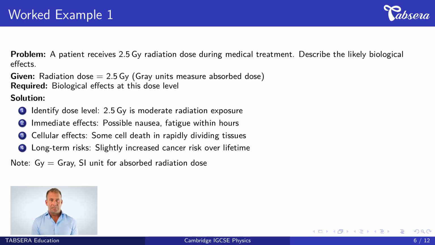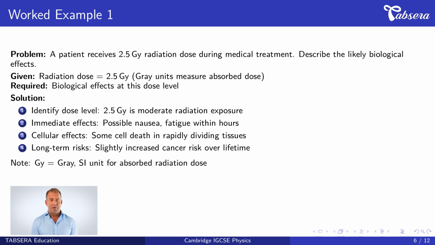Let's work through our first example. The problem states, a patient receives 2.5 gray radiation dose during medical treatment. Describe the likely biological effects. We are given a radiation dose of 2.5 gray, where gray is the SI unit measuring absorbed radiation dose per kilogram of tissue. We need to find the biological effects at this dose level.